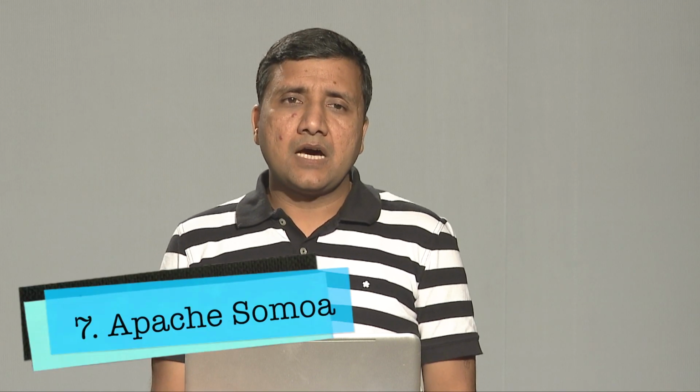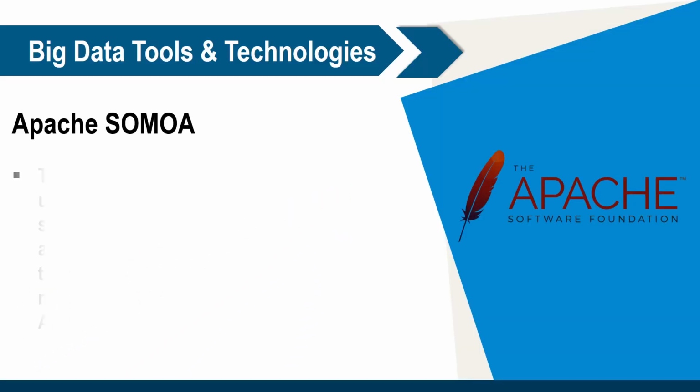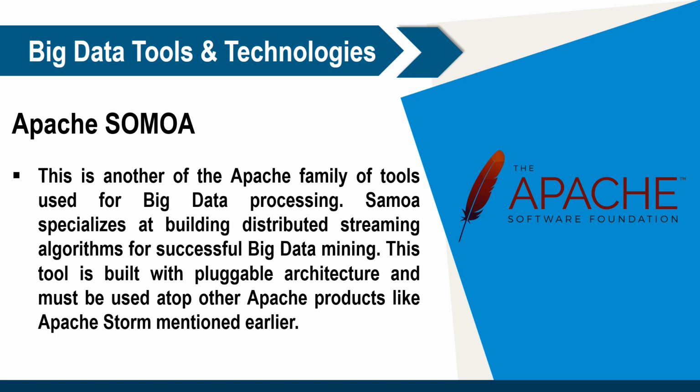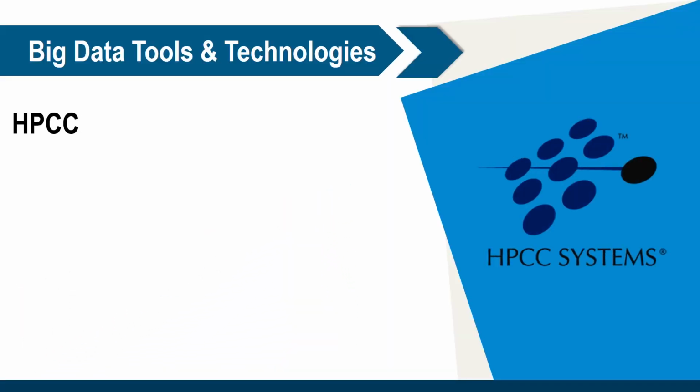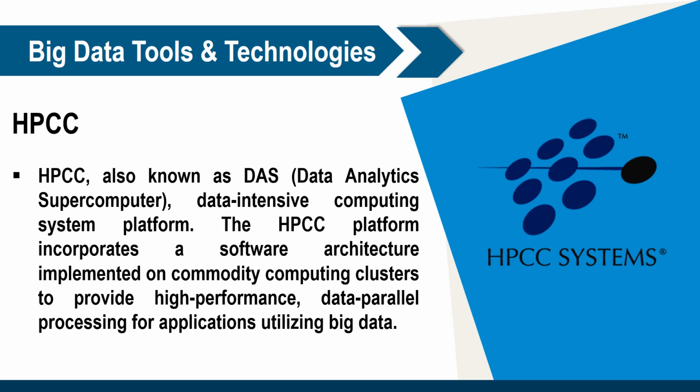Other three technologies are Apache Samoa. This is another Apache Foundation tool. Specializes in building distributed streaming algorithms for successful big data mining. This tool is built with pluggable architecture and must be used along with other Apache products. Neo4j is an open source graph database with interconnected node relationship of data, which follows the key value pattern in storing data. The last one is HPCC, also known as DAS, Data Analytics Supercomputer, a data intensive computing system platform. The HPCC platform incorporates a software architecture implemented on commodity computing clusters to provide high performance and data parallel processing for applications utilizing big data.